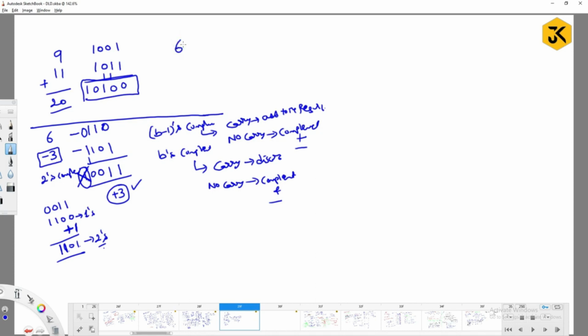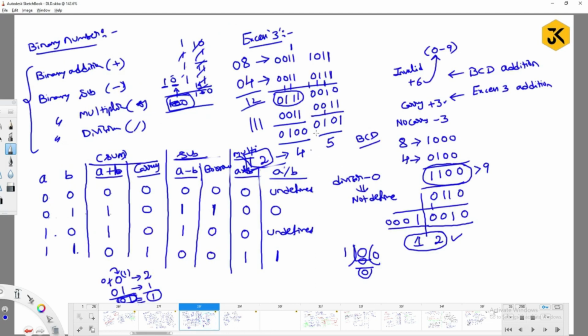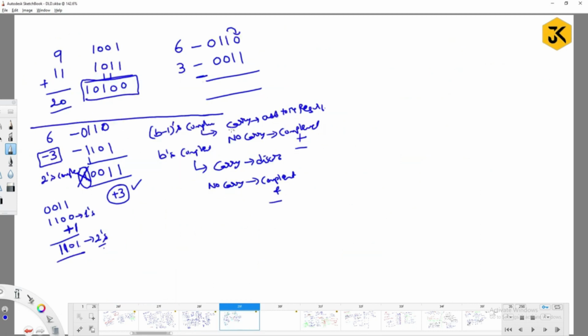So 6 is represented as 0 1 1 0, and 3 is represented as 0 0 1 1. Now on these binary numbers I would like to subtract. What is 0 minus 1? You have to take a borrow, so 0 minus 1 is 1.